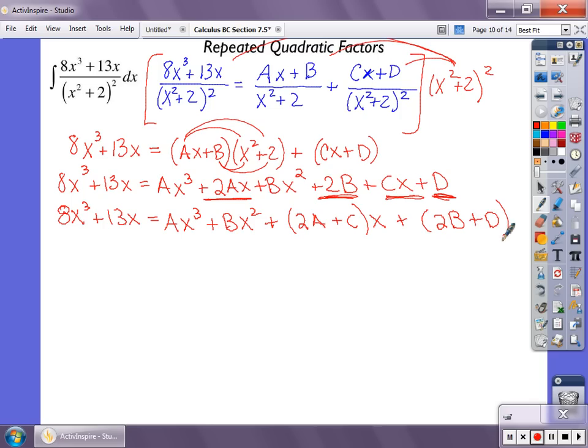Now looking at this, I see that ax cubed must be the same thing as 8x cubed, so that tells me automatically that a must be 8. And that's going to help out a lot. I see bx squared equals, and there is no x squared over here. So what that tells me is that b is 0.